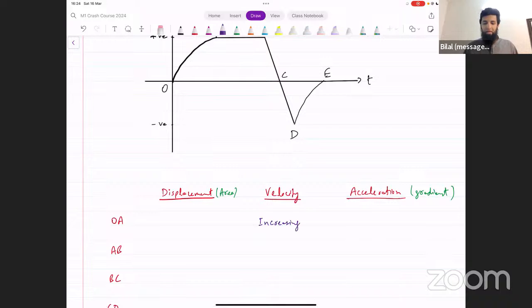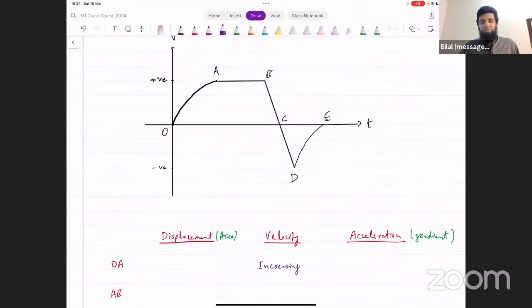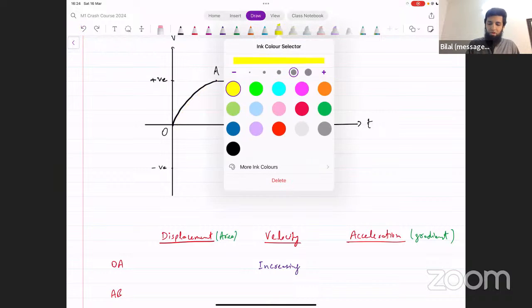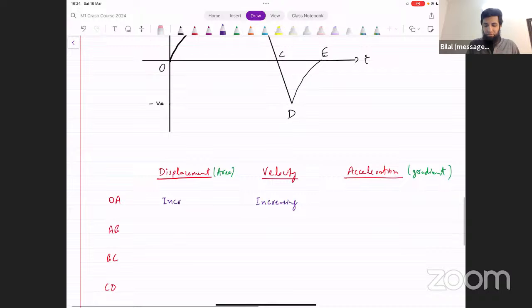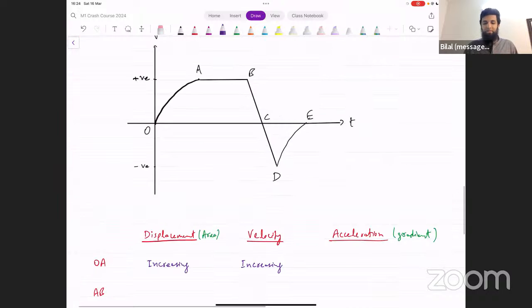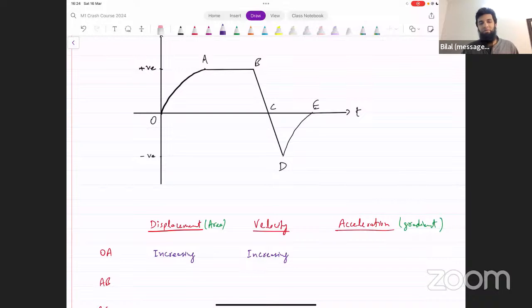What about displacement? Where does displacement come from? On this graph, displacement is the area under the graph, right? What's happening to the area under the graph from O to A? It's increasing at every single point. Initially it would be like this area, and then there's more area, then there's more area. So the area under the graph is increasing as we go from left to right. So displacement is also increasing. What about acceleration in this part? Increasing, because the gradient is positive.